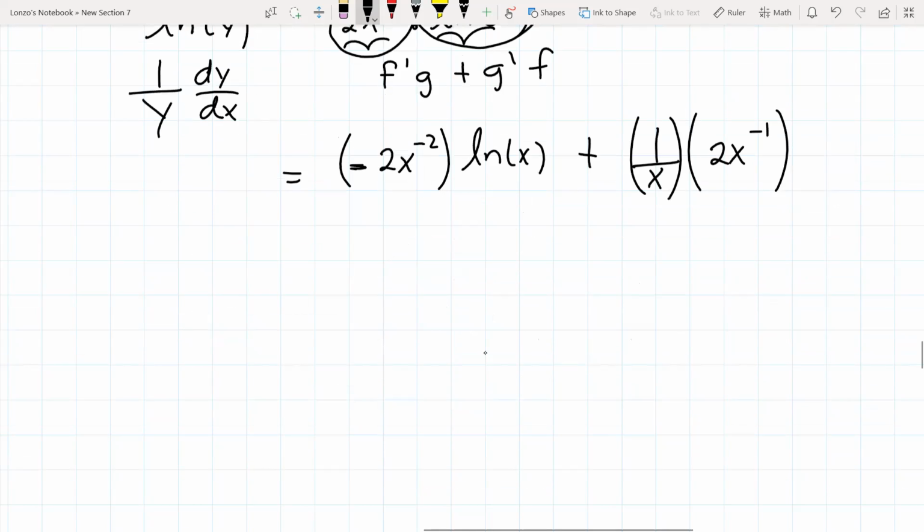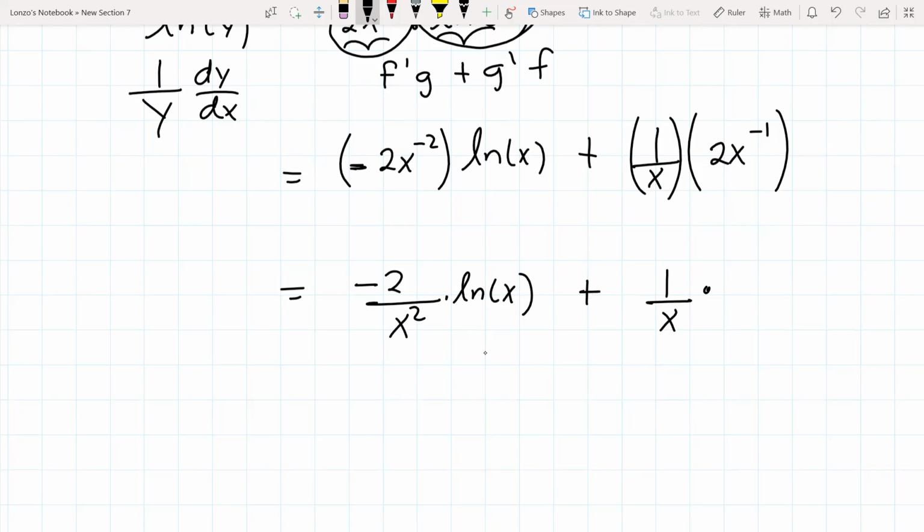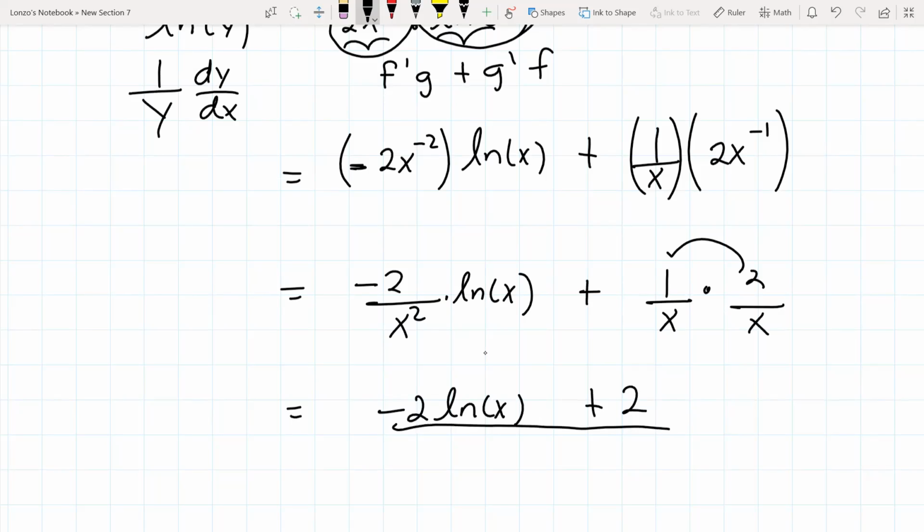And then when you simplify this using positive exponents, this would be minus 2 over x squared times ln of x, plus 1 over x times 2x to the negative 1, which is expressed as 2 over x. So when we clean this up, this would be negative 2 ln of x plus 2, because 1 times 2 is 2, all over x squared.